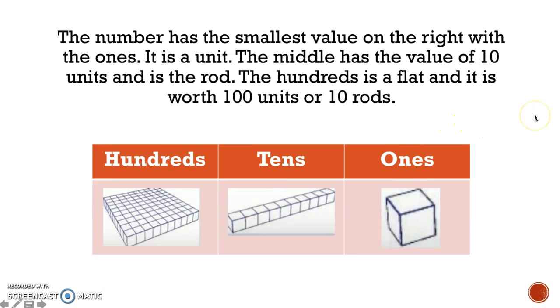The number has the smallest value on the right with the ones. It is a unit. The middle has a value of 10 units, and that is called a rod. The hundreds is a flat, and it is worth 100 units, or 10 rods. So the hundreds makes up 10 rods, or you can say it is 100 units, just like the ones is just 1 unit.